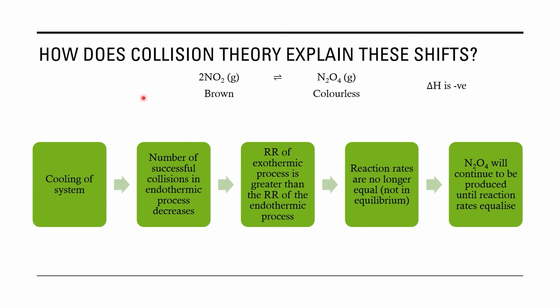So with our classic example, if we have our nitrogen dioxide and our dinitrogen tetraoxide, and the forward process is exothermic, in the example here of a cooling system, what we would say is that there are going to be way less successful collisions for the endothermic process.